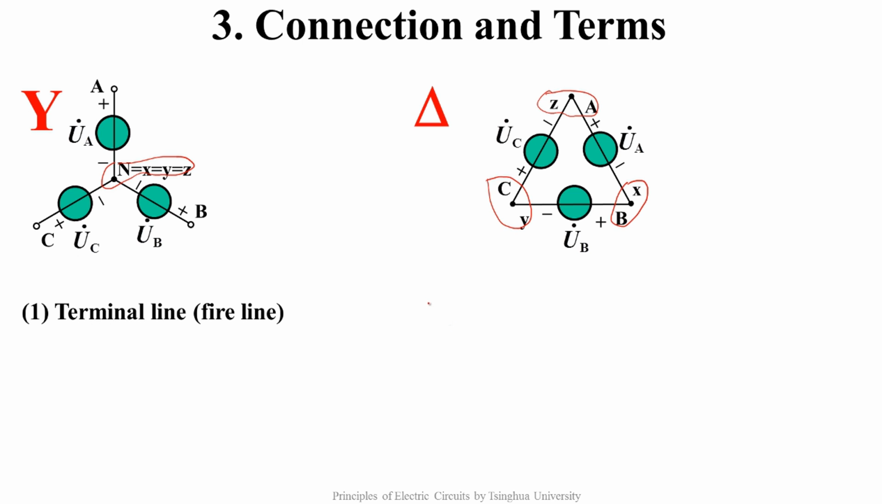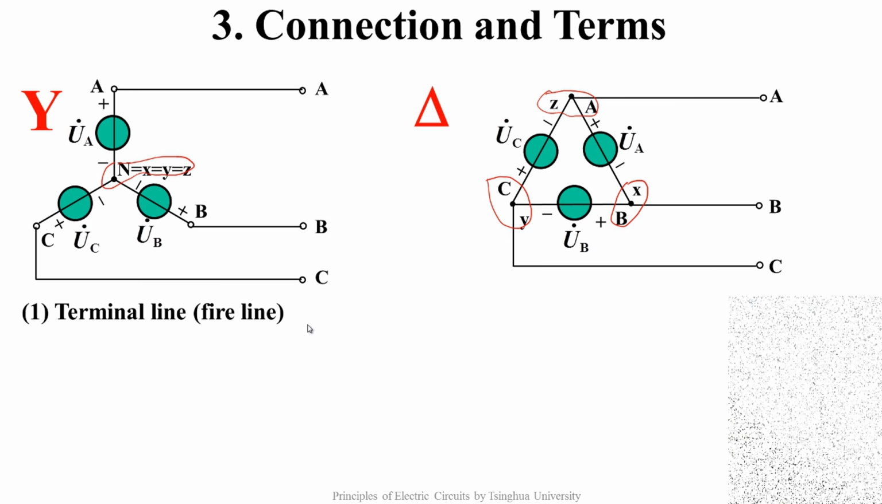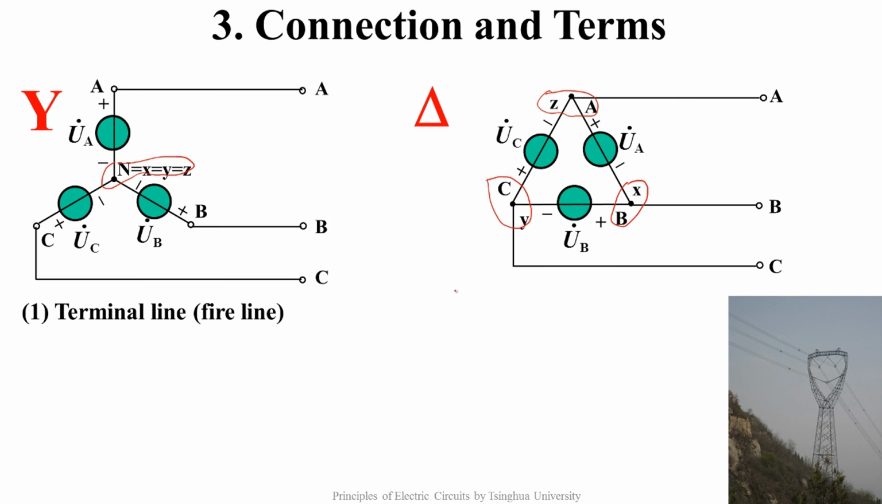The first is the terminal line or the fire line. The line connected to the star terminal is called the terminal line. For example, the ABC lines in the diagram are the terminal lines. In common high voltage AC transmission lines, such as the compact transmission line in the picture, the three lines are the A, B, and C terminal lines or fire lines. Besides, if there's another line connected to the neutral point of the star connection, it's called the neutral line.